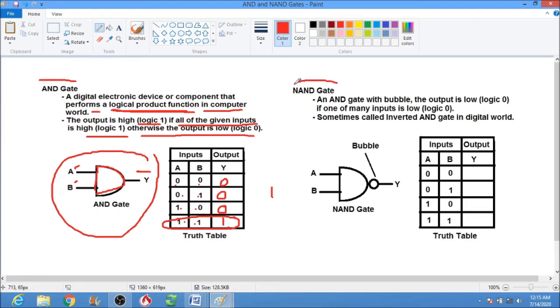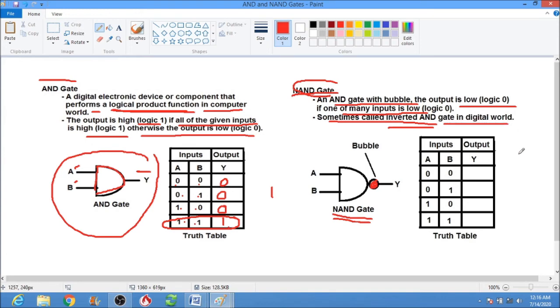The next is the NAND gate. An AND gate with a bubble. Okay, so an AND gate with a bubble will become your NAND gate. The output is low if any of the inputs is low, or logic 0. Sometimes it is called an inverted AND gate in the digital world.